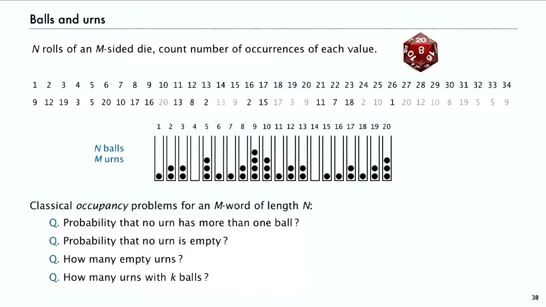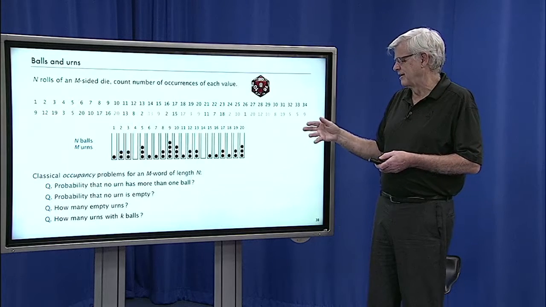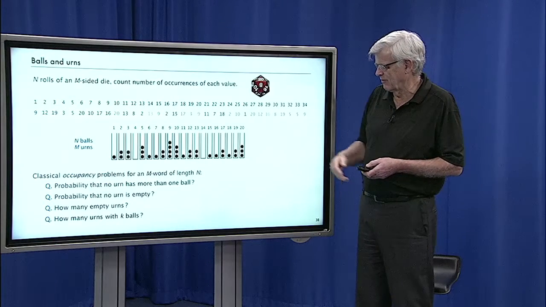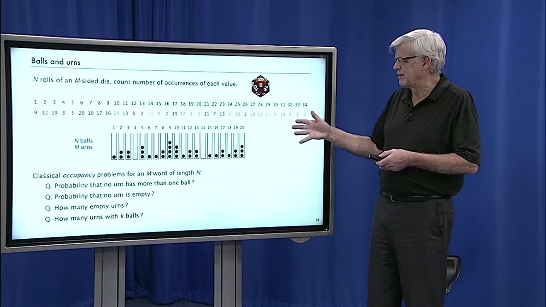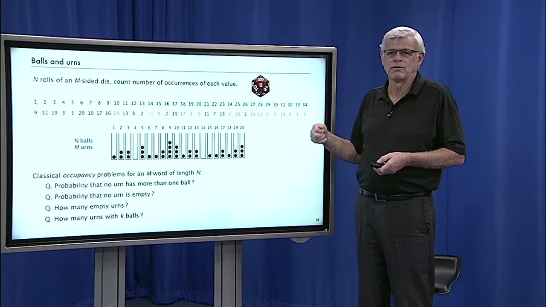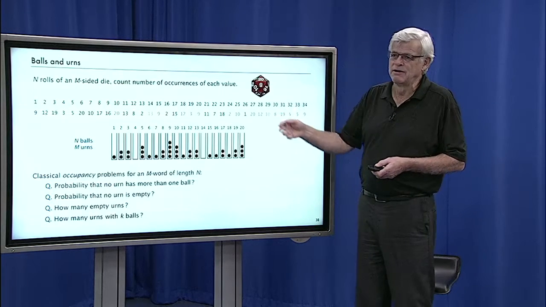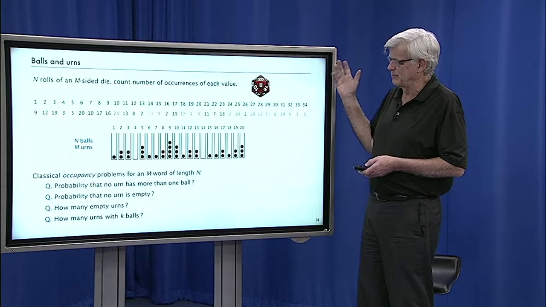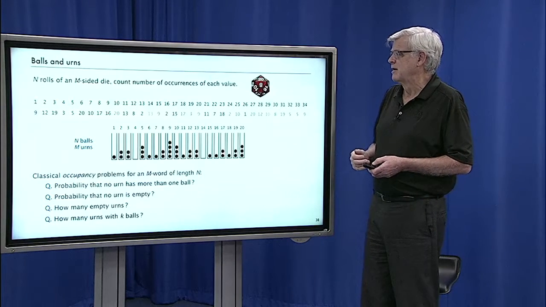combinatorics. And so we talked about, well, what's the probability that no urn has more than one ball? What's the probability that no urn's empty? You might want to know how many empty urns there are, how many urns have K balls, and so forth. These so-called occupancy problems are well studied, dating back many, many decades.